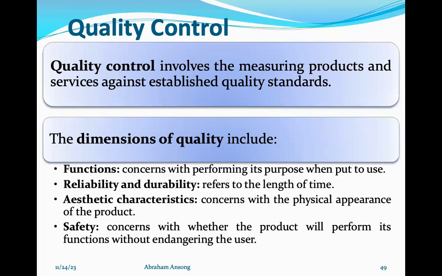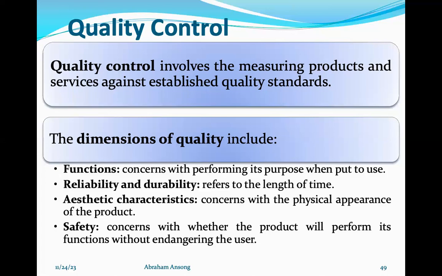Then you could also have a dimension of quality addressing the aesthetic characteristics of the product. The physical appearance of the product is important. How do you want the product to look? Very, very important. Is it a product that sells just by its function, or will customers and clients look at the beauty of the product before considering to buy? So depending upon the industry in which you find yourself and the nature of that product, the beauty of the product, its physical appearance, could be an important determinant of the quality of that particular product.